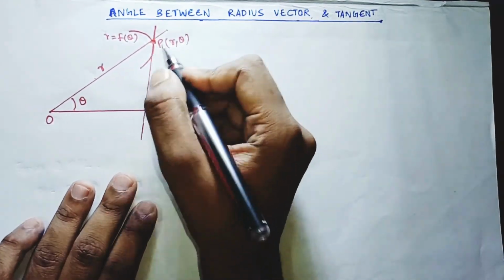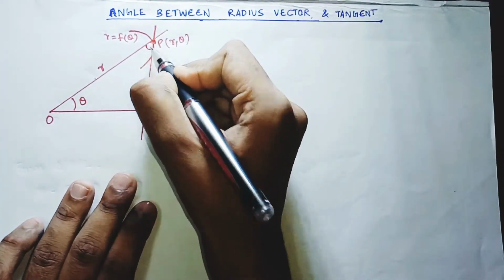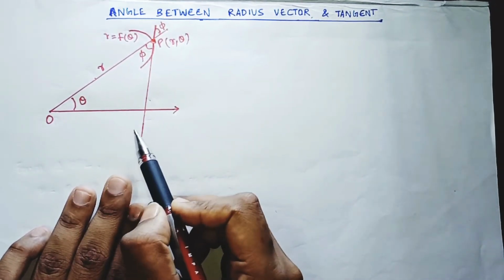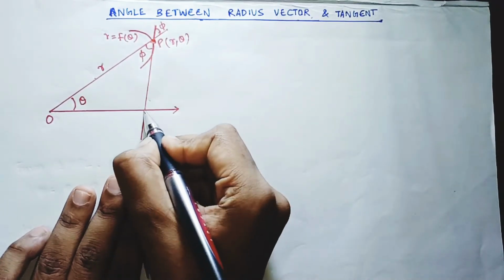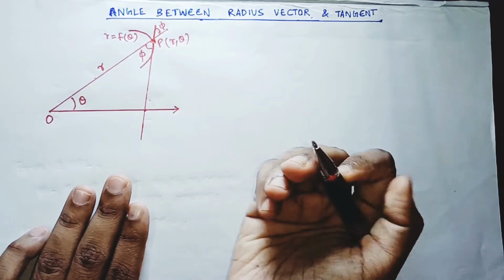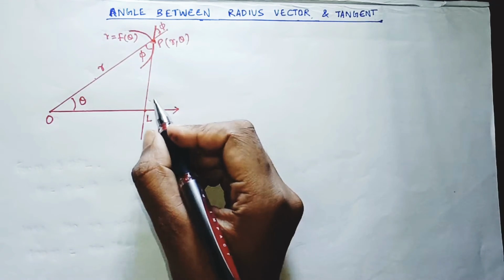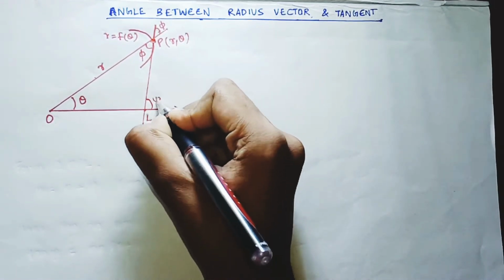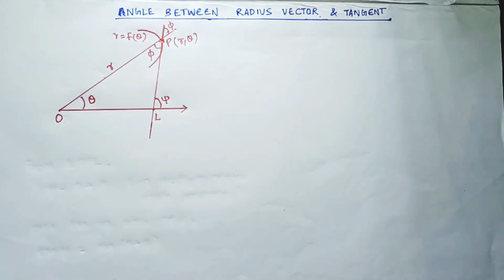Now let the angle between the tangent at P and the radius vector be phi, this angle. Further, we suppose that the tangent at P meets the initial line at a point we'll mark as L, and we suppose that it subtends an angle psi with the initial line in the positive direction. Now let us begin the main part of our derivation.